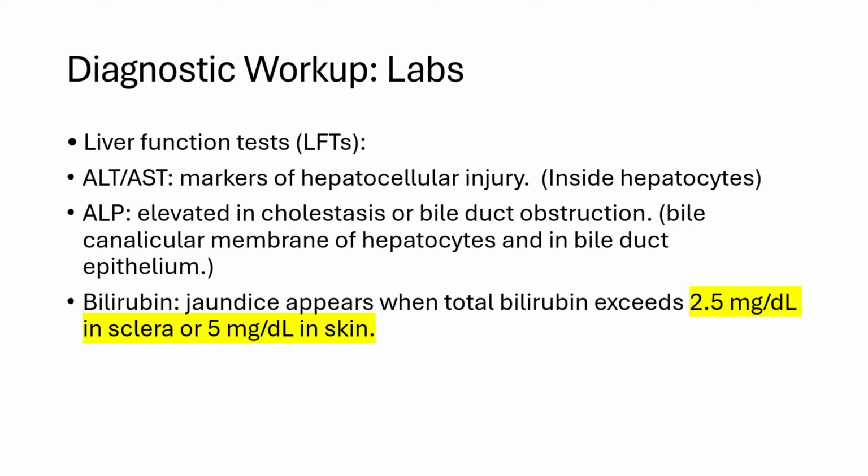I've been asked at what level of bilirubin do patients have scleral icterus? And the answer is 2.5 milligrams per deciliter. And then their skin becomes that mustardy yellow color when bilirubin levels are at 5 milligrams per deciliter.